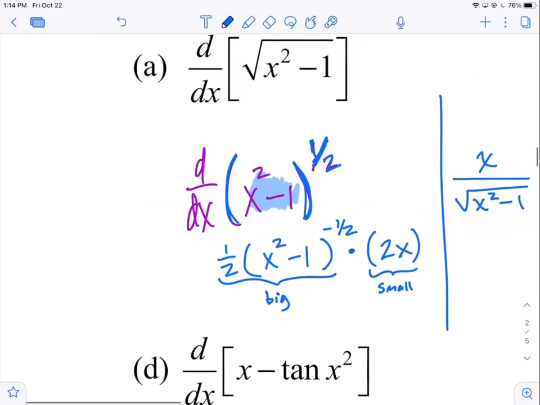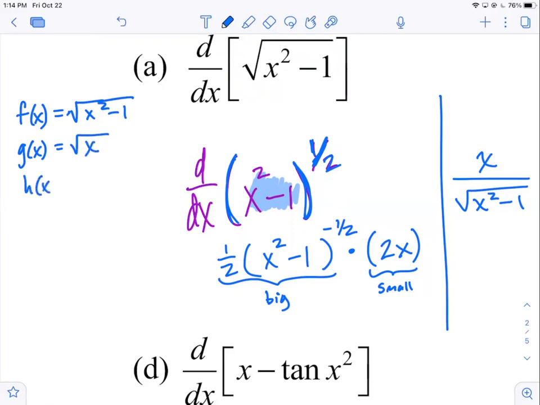In Leibniz form, I'm going to say let f of x equal the square root of x squared minus 1. And let g of x, actually, let's do this. Let's let g of x equal the square root of x, and let h of x equal x squared minus 1.